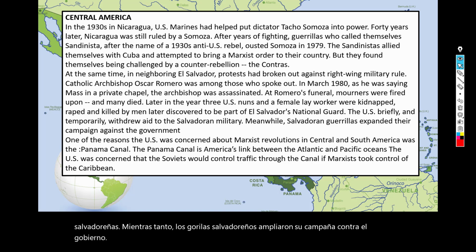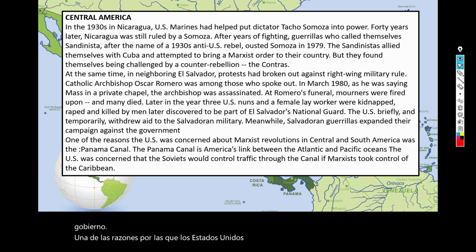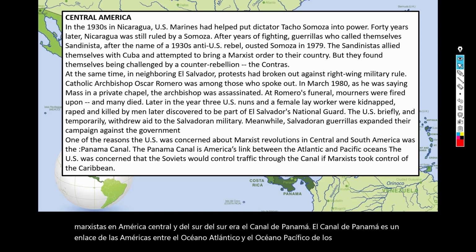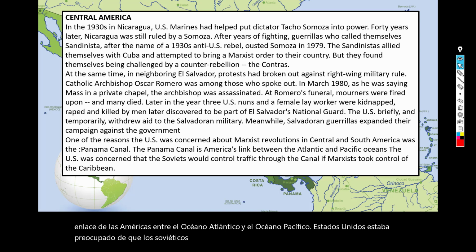One of the reasons the U.S. was concerned about Marxist revolutions in Central and South America was the Panama Canal. The Panama Canal is America's link between the Atlantic Ocean and the Pacific Ocean. The U.S. was concerned that the Soviets would control the traffic between the Atlantic and the Pacific by taking over the Panama Canal, which the United States built. And certainly the communists probably would have done that. It would have given them a lot of leverage.